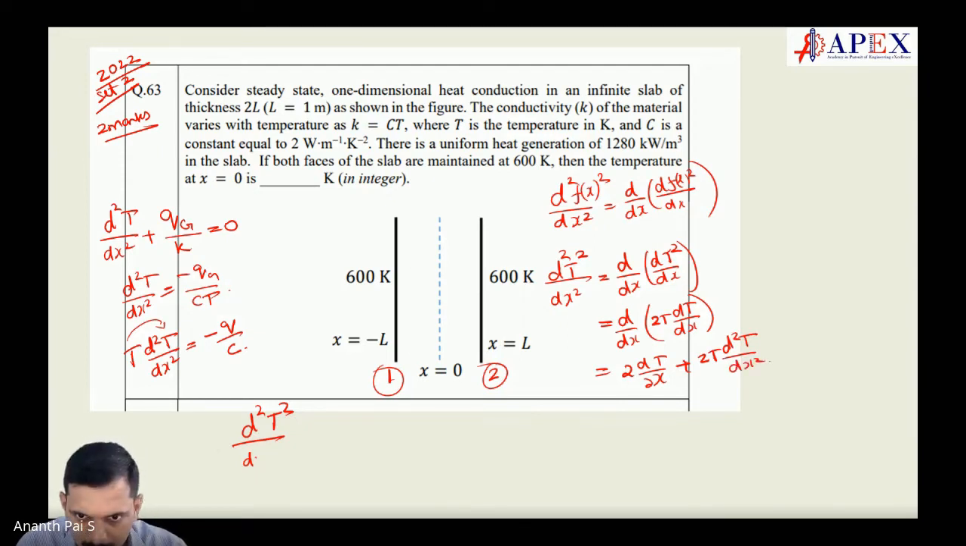So now if this is there, now what do we need? D square t by dx square, t into d square t by dx square. This term, which is whole square. Ah, 2 times.